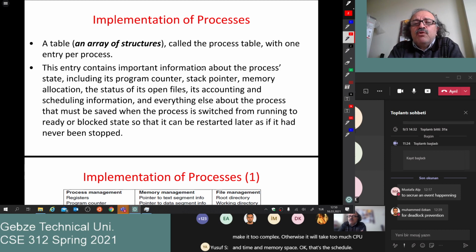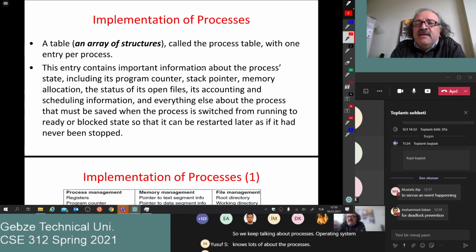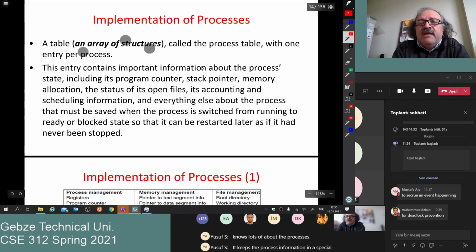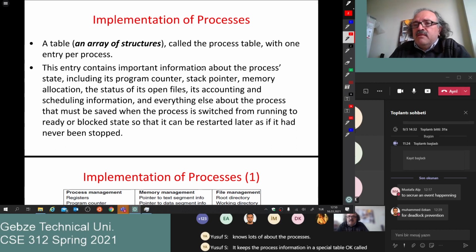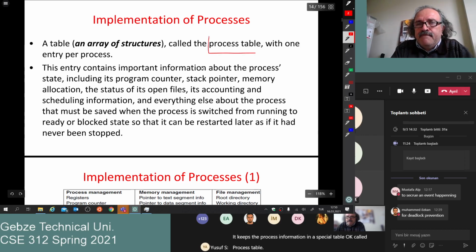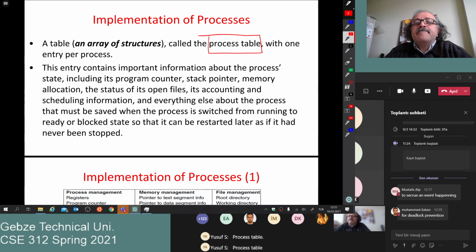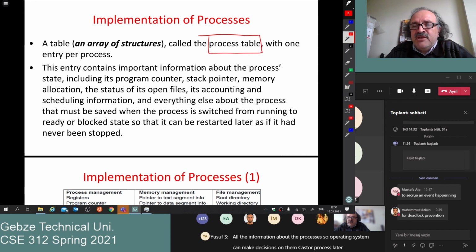So we keep talking about processes. The operating system knows lots about the processes. It keeps the process information in a special table called the process table. The process table is the data structure that keeps all the information about the processes, so the operating system can make decisions on them and can store process related information on that table.